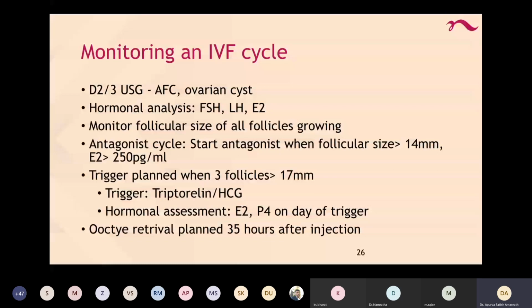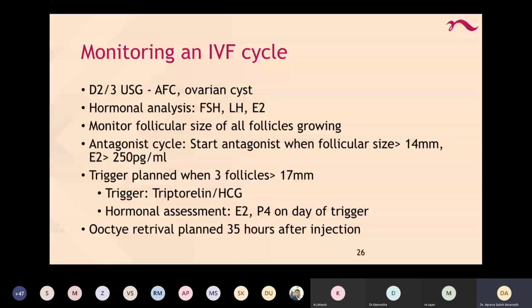So in an antagonist cycle, ideally what we usually do is a scan on the 2nd or 3rd day, and then we call them for a scan on day 6, when we usually expect the follicles to be about 14 millimeters in size. And in an antagonist cycle, we start the antagonist at that point where the follicular size is more than 14 millimeters and the estradiol value is more than 250 picograms. Next, we have to plan the trigger following that.